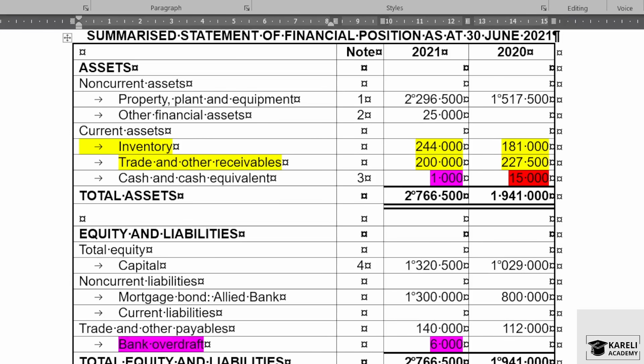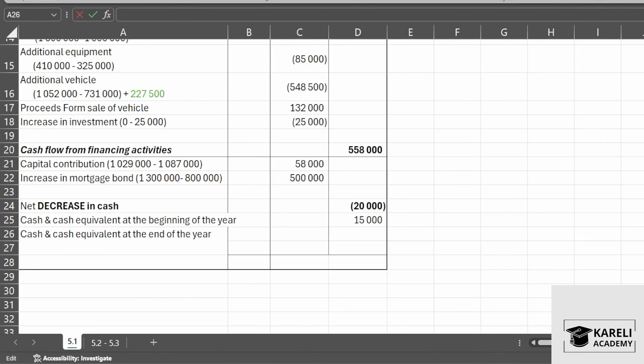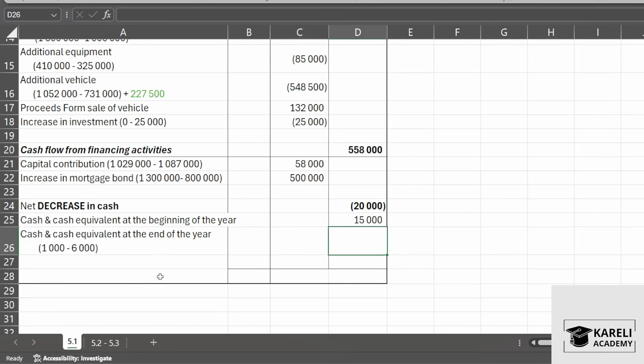Remember, I said bank overdraft affects our cash and cash equivalents. Therefore, what do we do? Go to your answer sheet, and then on your answer sheet, you now say 1,000, which is your cash and cash equivalents, minus 6,000, which is your bank overdraft. And how much does it give you? It's supposed to give you minus 5,000. We don't need a calculator for that.